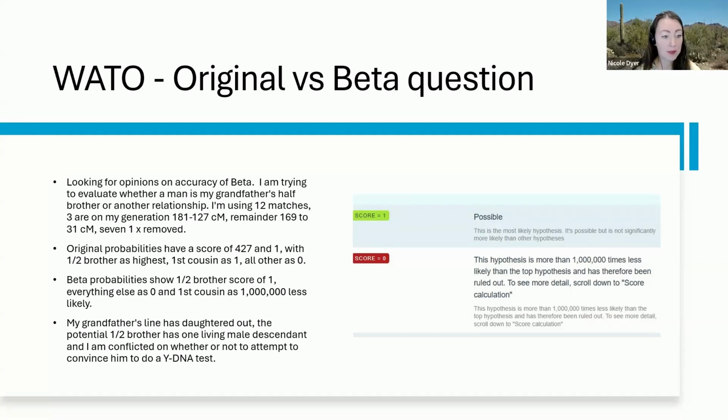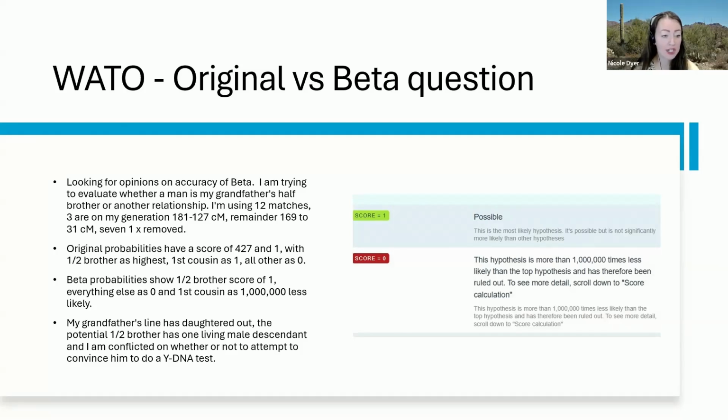The original probabilities have a score of 427 for the half brother and 1 for the first cousin, and all others as 0. So those are the scores that the original probabilities gave. The beta probabilities show the half brother score as 1 and everything else as 0. And the first cousin is a million times less likely.